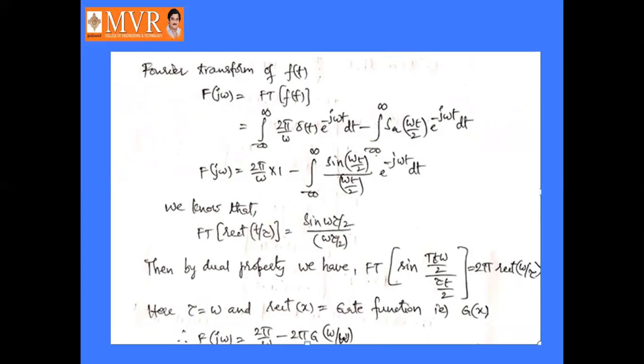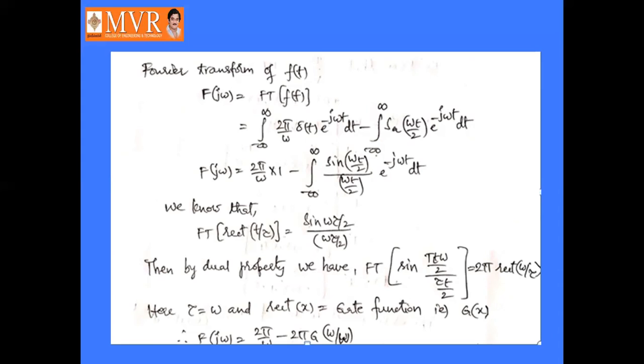So at t equal to 0, its unit impulse function value is 1. So that will become 2 pi by omega into 1, minus the integral from minus infinity to infinity of Sa of omega t by 2 e power minus j omega t dt, which can be written as sin of omega t by 2 by omega t by 2 into e power minus j omega t dt.